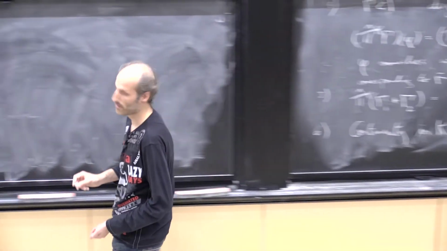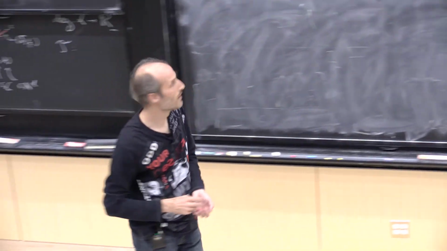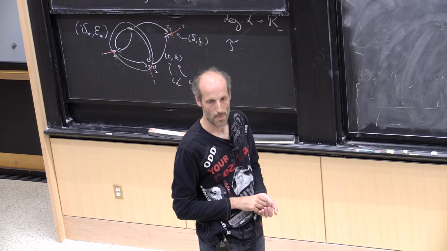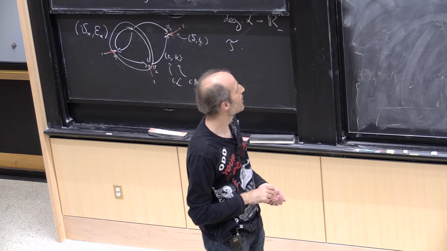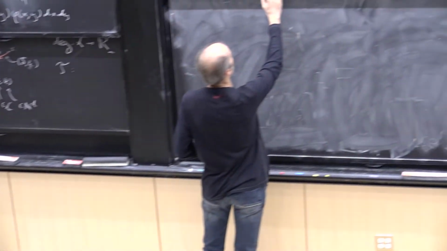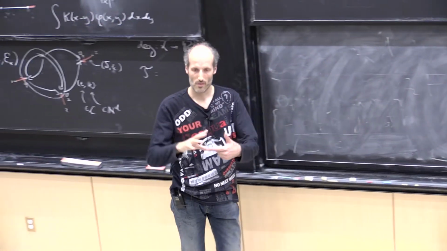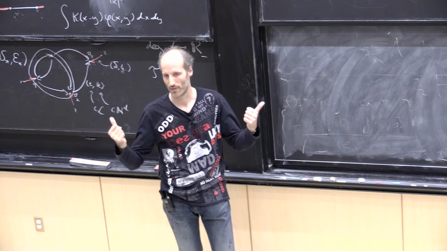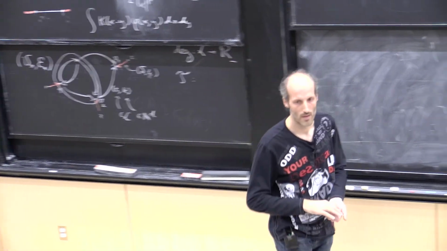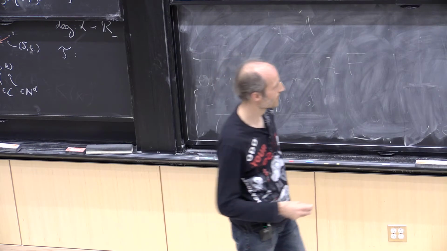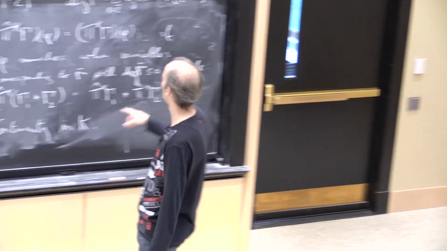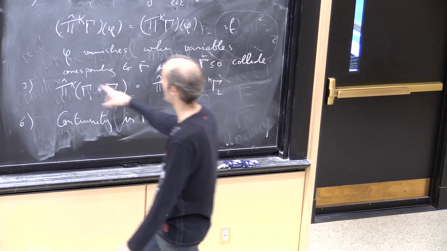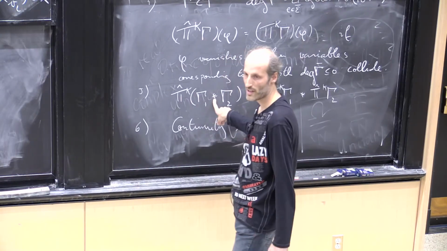Sorry? In the K infinity case, what you wrote down, that distribution doesn't have compact support. It's translation invariant. Yeah, okay, it has compact support in all other directions. So this here is not the 10.